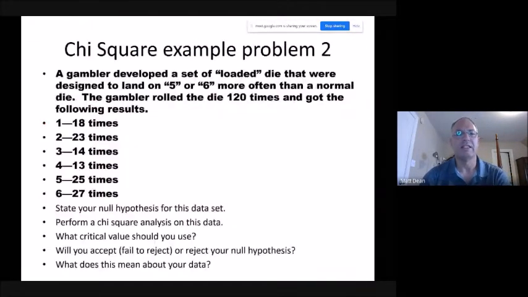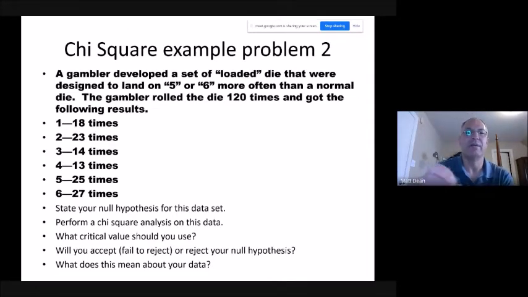All right, so let's look at the second question. So a gambler developed a loaded die. Die just means one, right? One dice is a loaded die. If it's loaded, it's weighted. It's weighted so that it's supposed to land on a certain number or set of numbers more often than normal. So in this case, he developed it to land on 5 or 6 more often than a normal die.